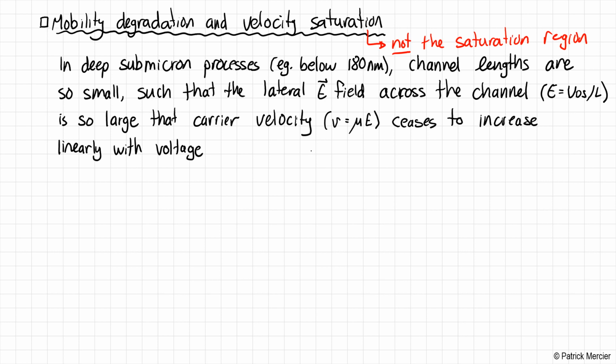So normally we would expect that as we increase VDS across the device, we would get a proportionally linear increase in the carrier velocity. But when the length gets so short and the electric field is so large, there's all sorts of other physical effects that start to happen here, and we no longer get this linear increase. We call this velocity saturation.